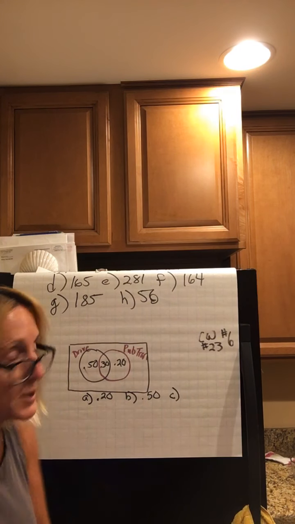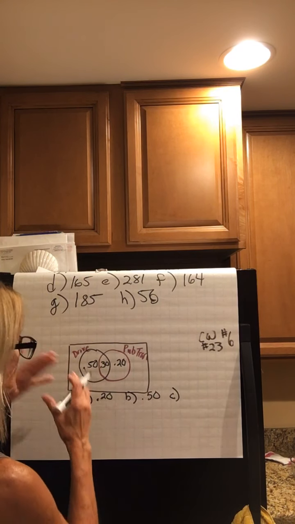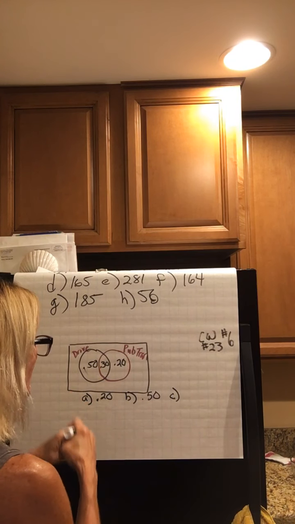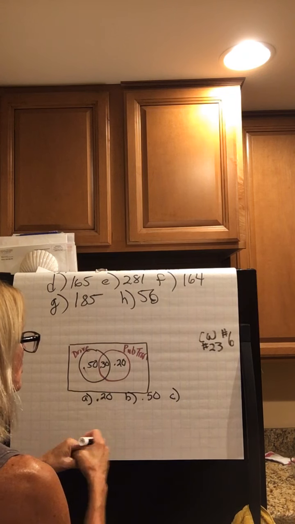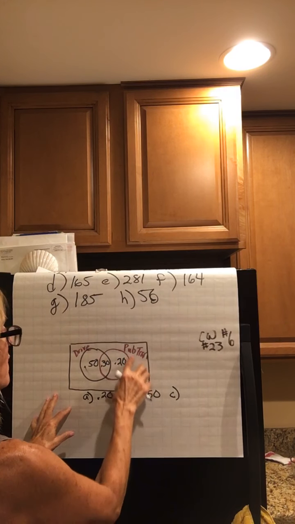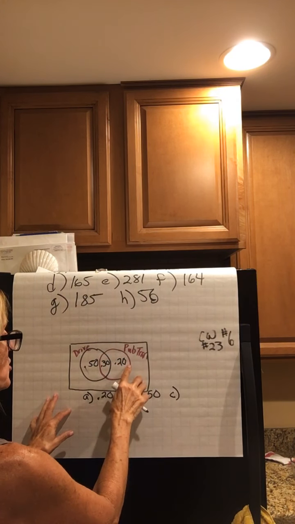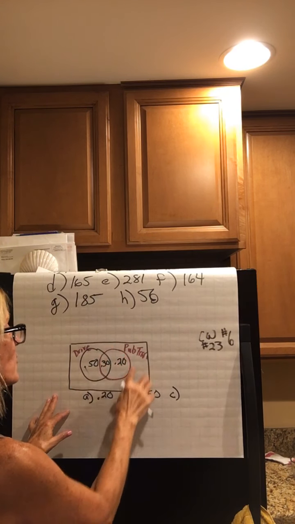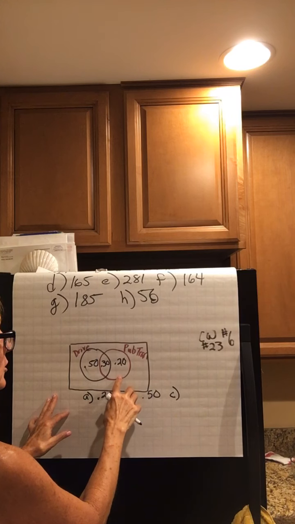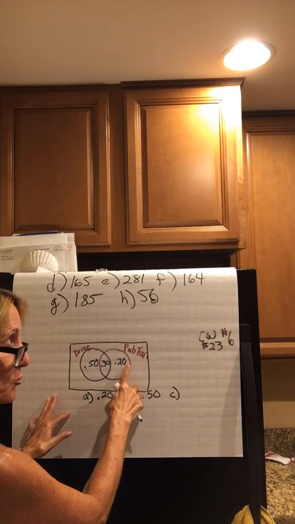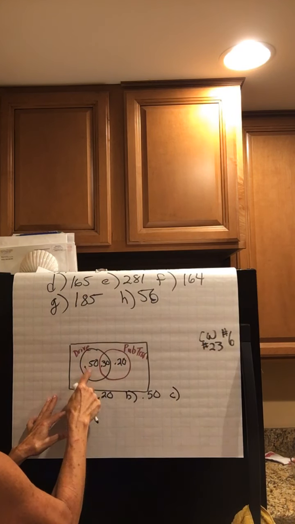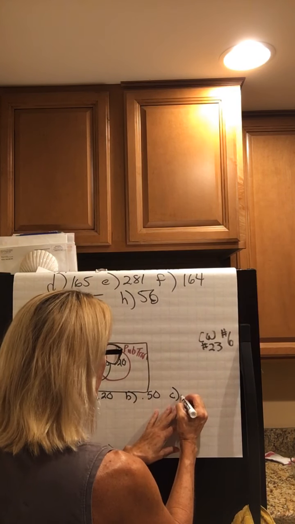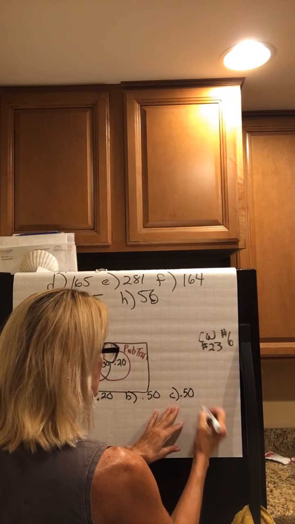Okay, then C says, what is the probability that a randomly selected student drives themselves and never takes public transportation? Drives themselves. And here was the key word. That's why I think some of you missed this. And never takes public transportation. So they never take public transportation. So that's just these guys over here. They never enter the circle. So it's like not public transportation. So that would be 0.50. So that's 0.5 or 0.50.